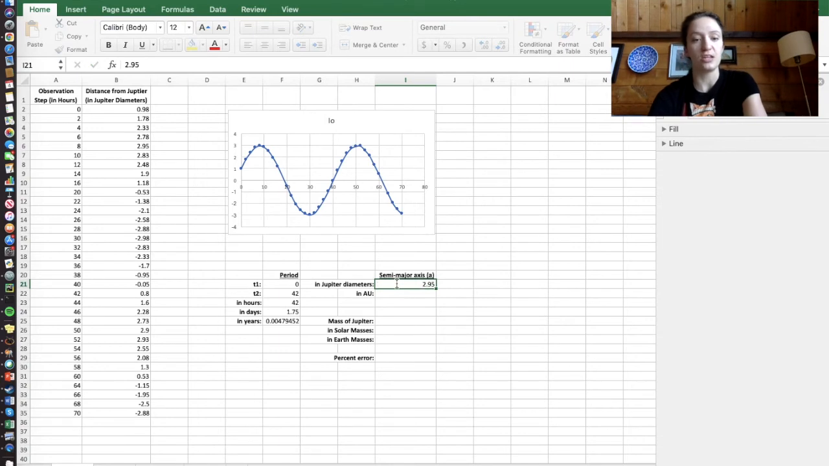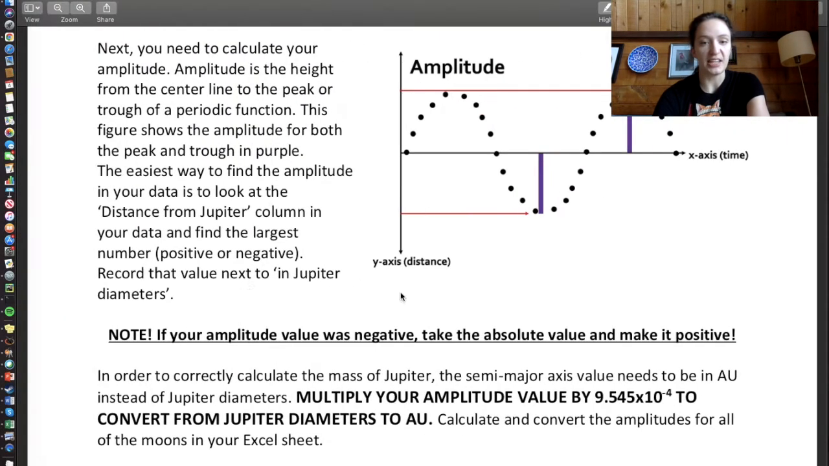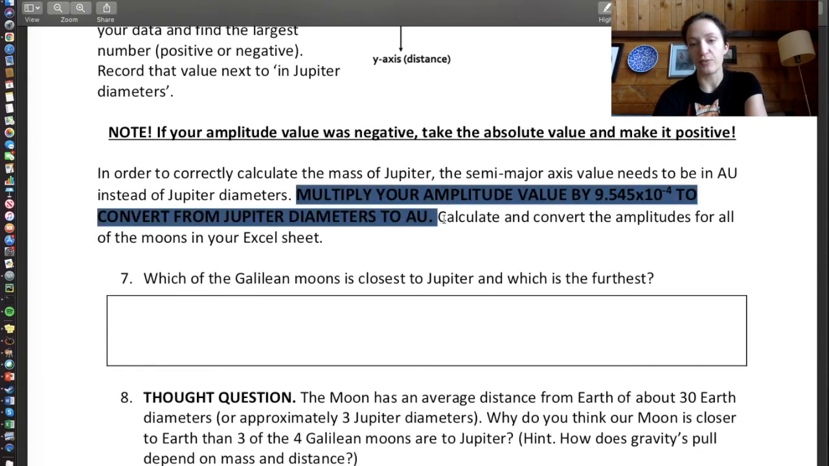And that'll be in Jupiter diameters, my semi-major axis, right? Because remember, this is already in Jupiter diameters. So now we need to convert that to AU. So to do this, you're going to multiply your amplitude by 9.545 times 10 to the negative 4, to convert it from Jupiter diameters to AU.